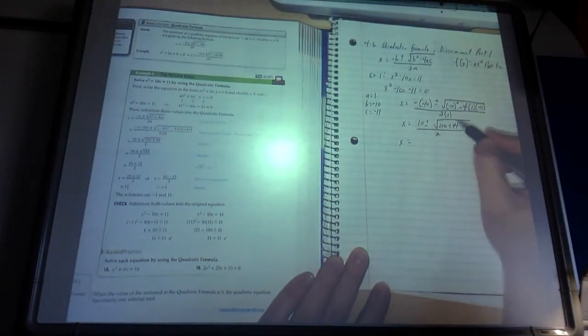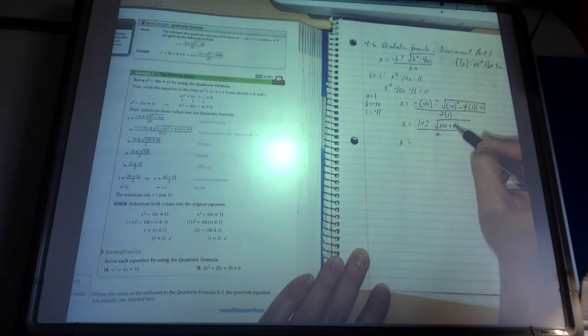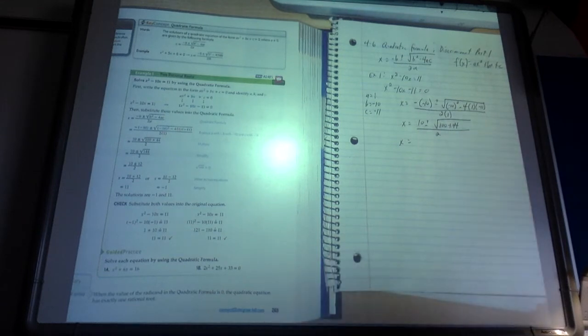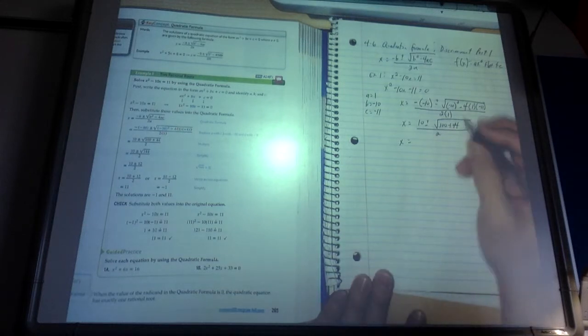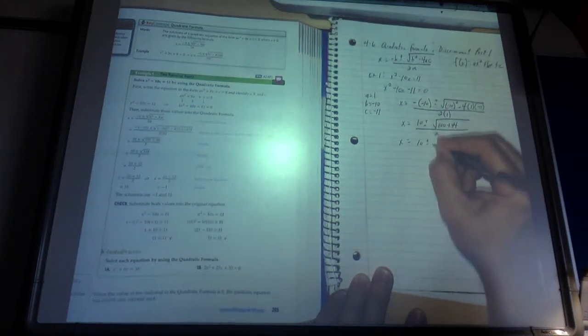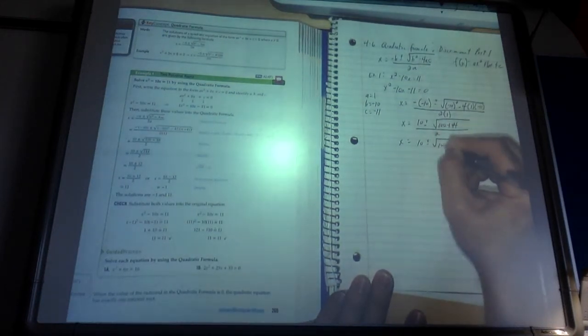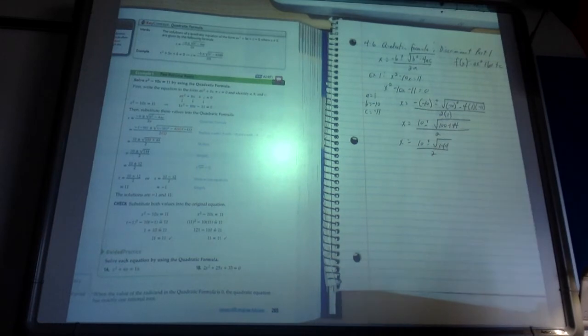By the way, we call this stuff in here the discriminant. I'll come back and teach you a little bit more about that when I do part 2, but just keep that in mind. The stuff inside the radical, or the b squared minus 4ac, is the discriminant. That's going to help us out later on. All right, so I got 10 plus or minus the square root of 100 plus 44 is 144, divided by 2.